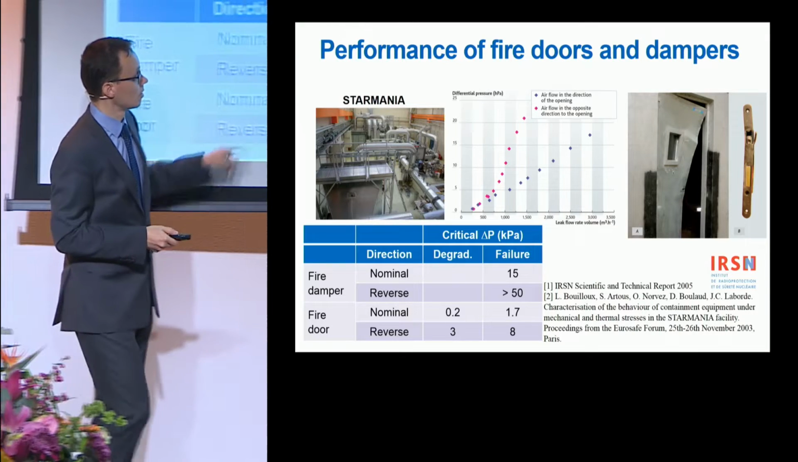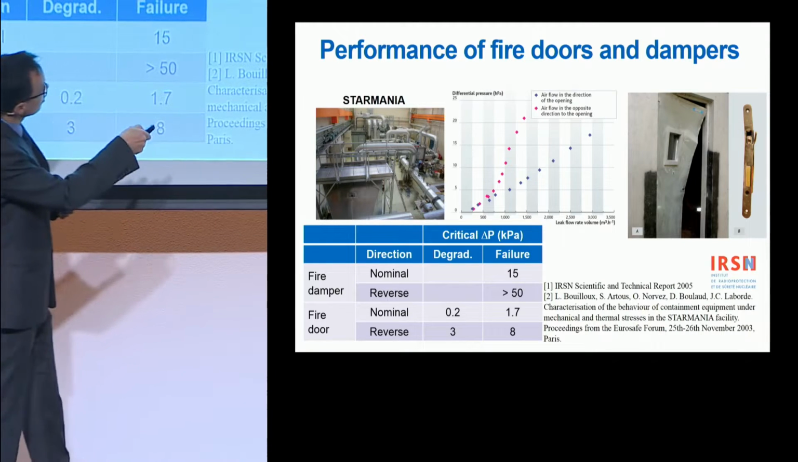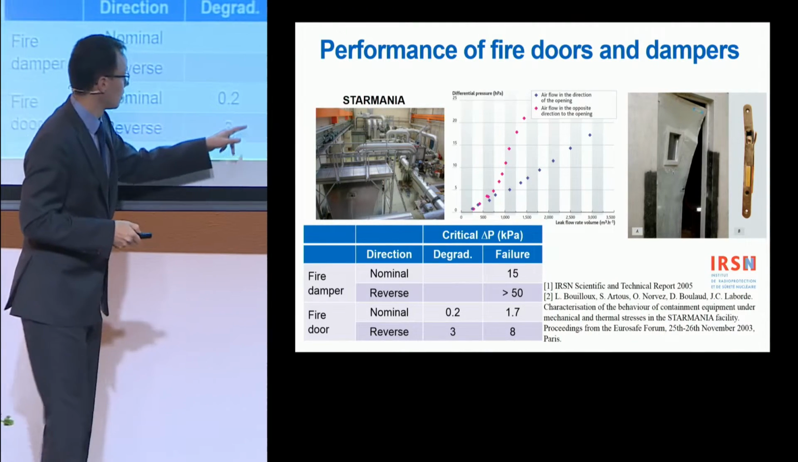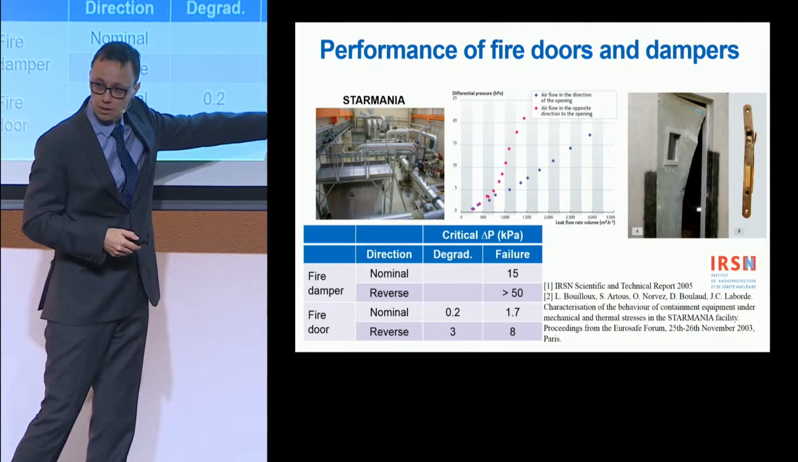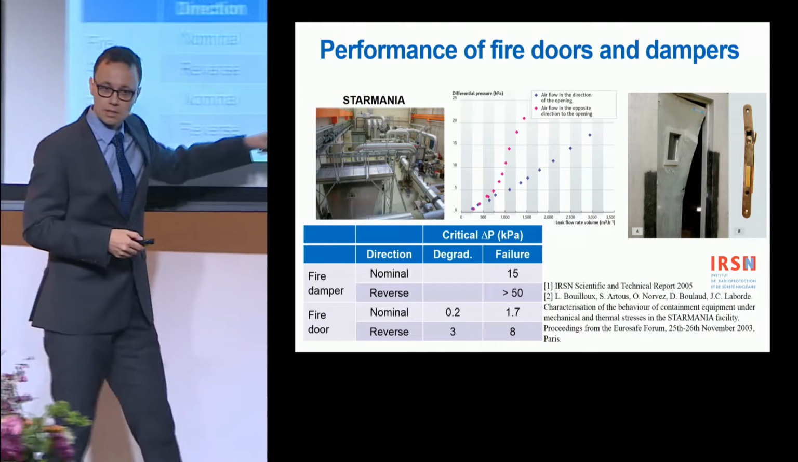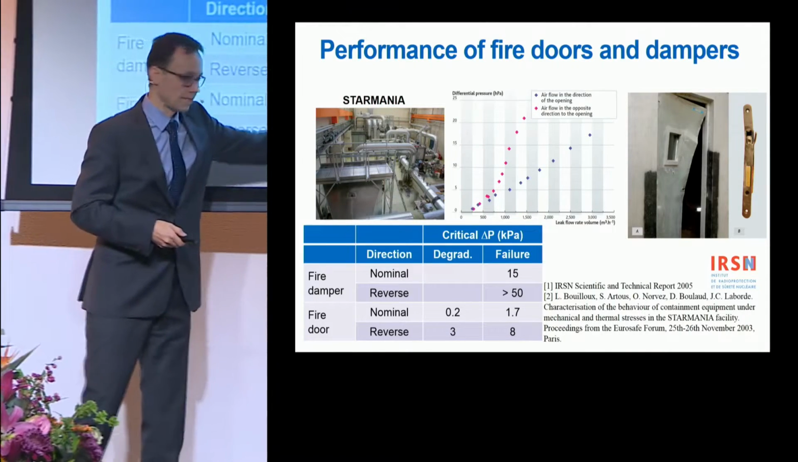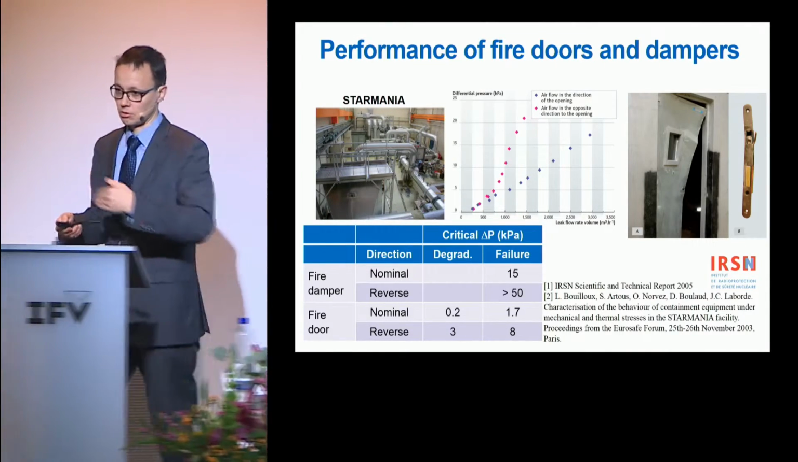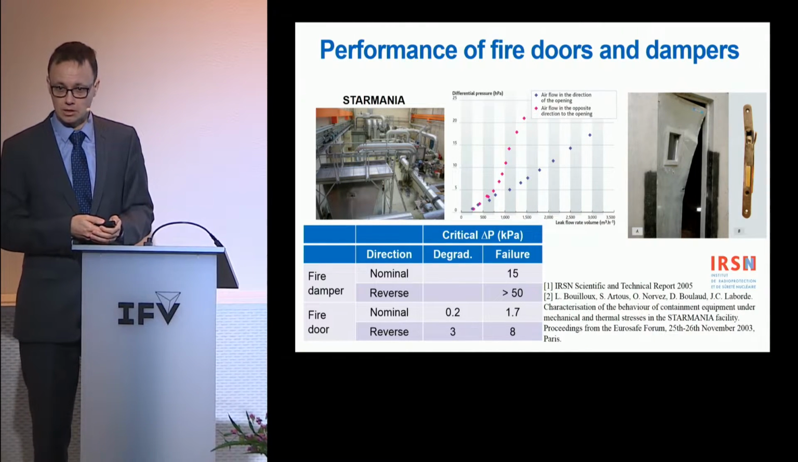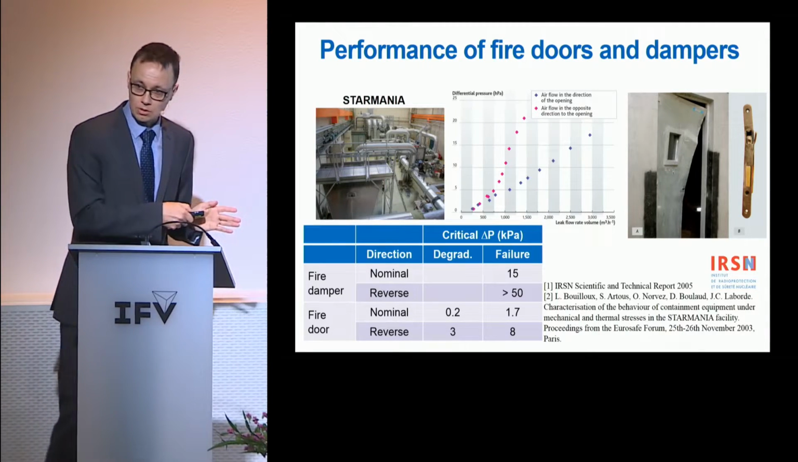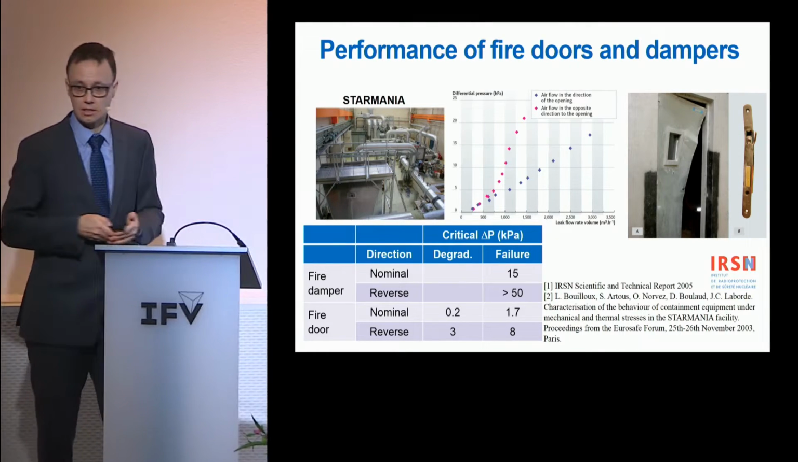For fire doors, like the one shown over here, they have seen that failures can take place at less than 2 kilopascals, 1.7 kilopascals, in the direction that the door normally opens, or something like 8 kilopascals if the direction is against the opening direction. Okay, first of all, quite a wide range. High pressures needed for small things like fire dampers. A few kilopascals needed for doors.